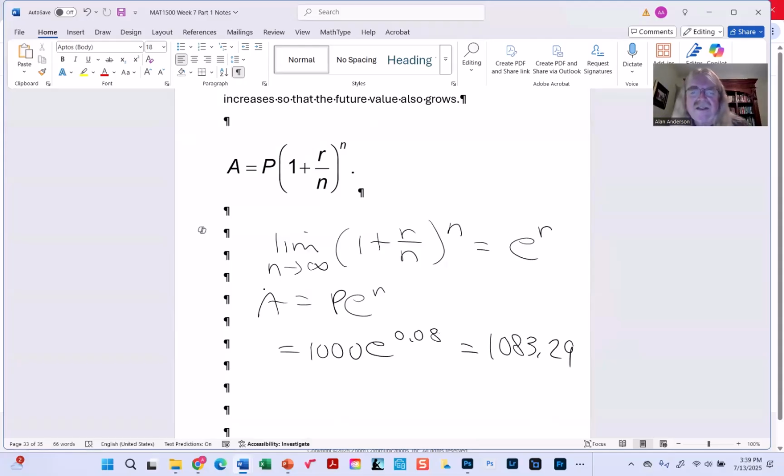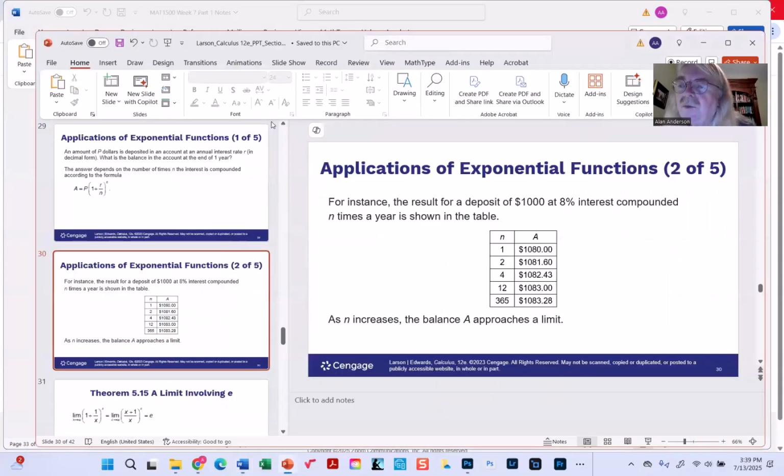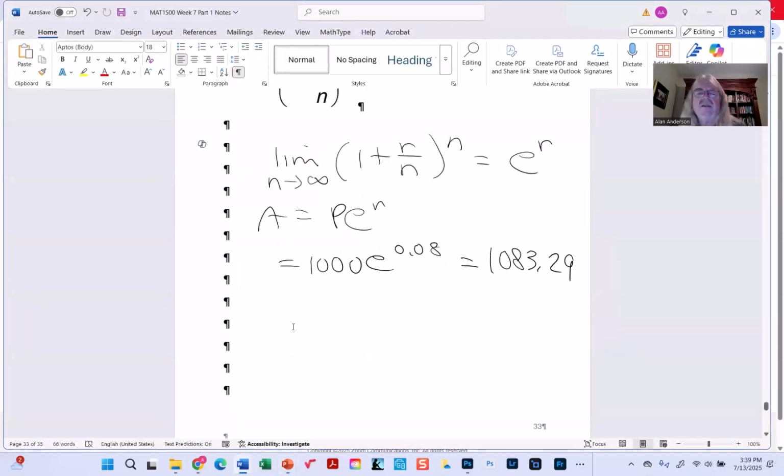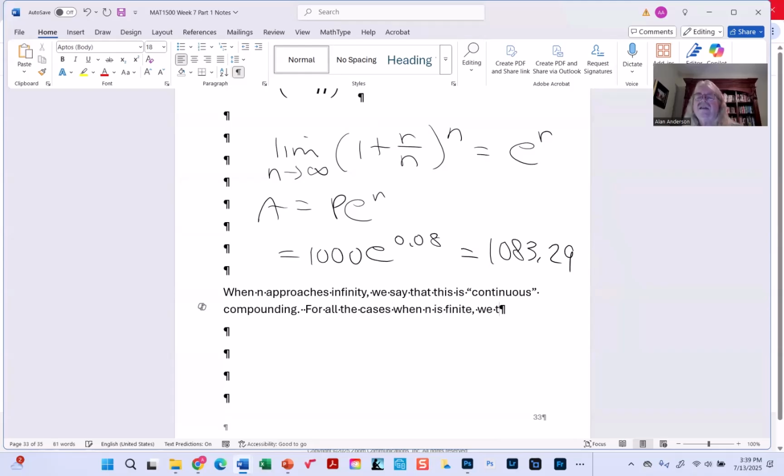So if you look at that chart with daily compounding, it was, yeah. So in other words, one more penny. You can see now when n goes to infinity, by the way, we say that this is continuous compounding. For all the cases when n is finite, we say that this is discrete compounding.